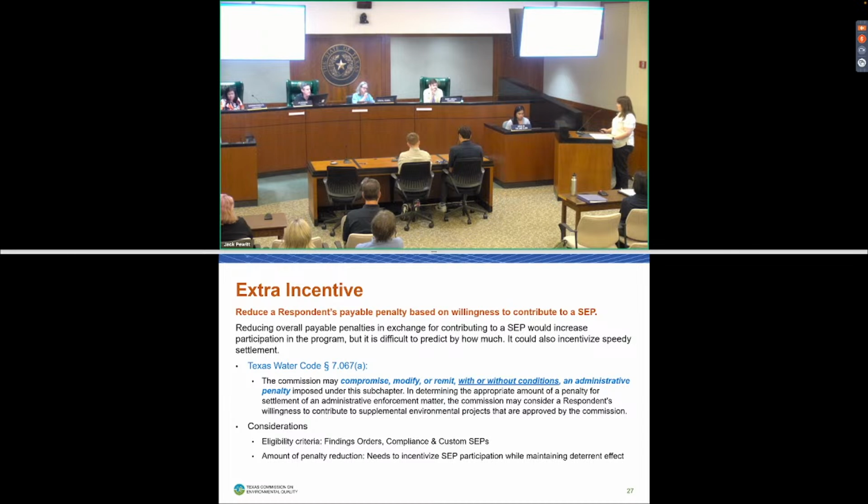This would require several considerations put into place. It would be more difficult to put in place than the last few ideas that we suggested. We would need to think about eligibility criteria. Should findings orders be eligible? Should compliance and custom SEPs also be eligible? And then we need to think about the amount of the penalty reduction or deferral. We've been throwing around the amount 5% just to kind of wrap our heads around the option of what this would look like. But in reality, the people who work on the penalty policy would need to come up with a number that would incentivize SEP participation while maintaining an adequate deterrent effect.